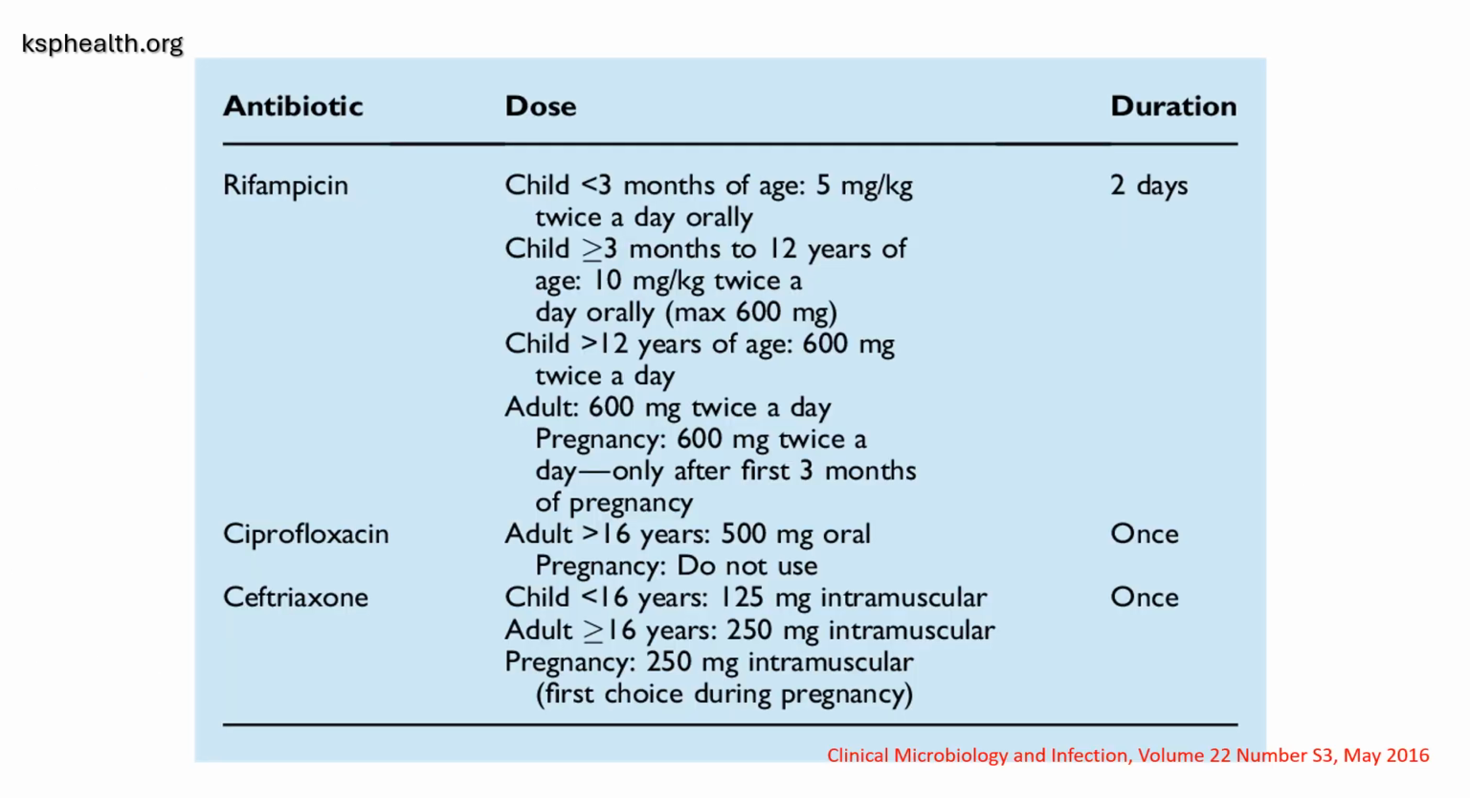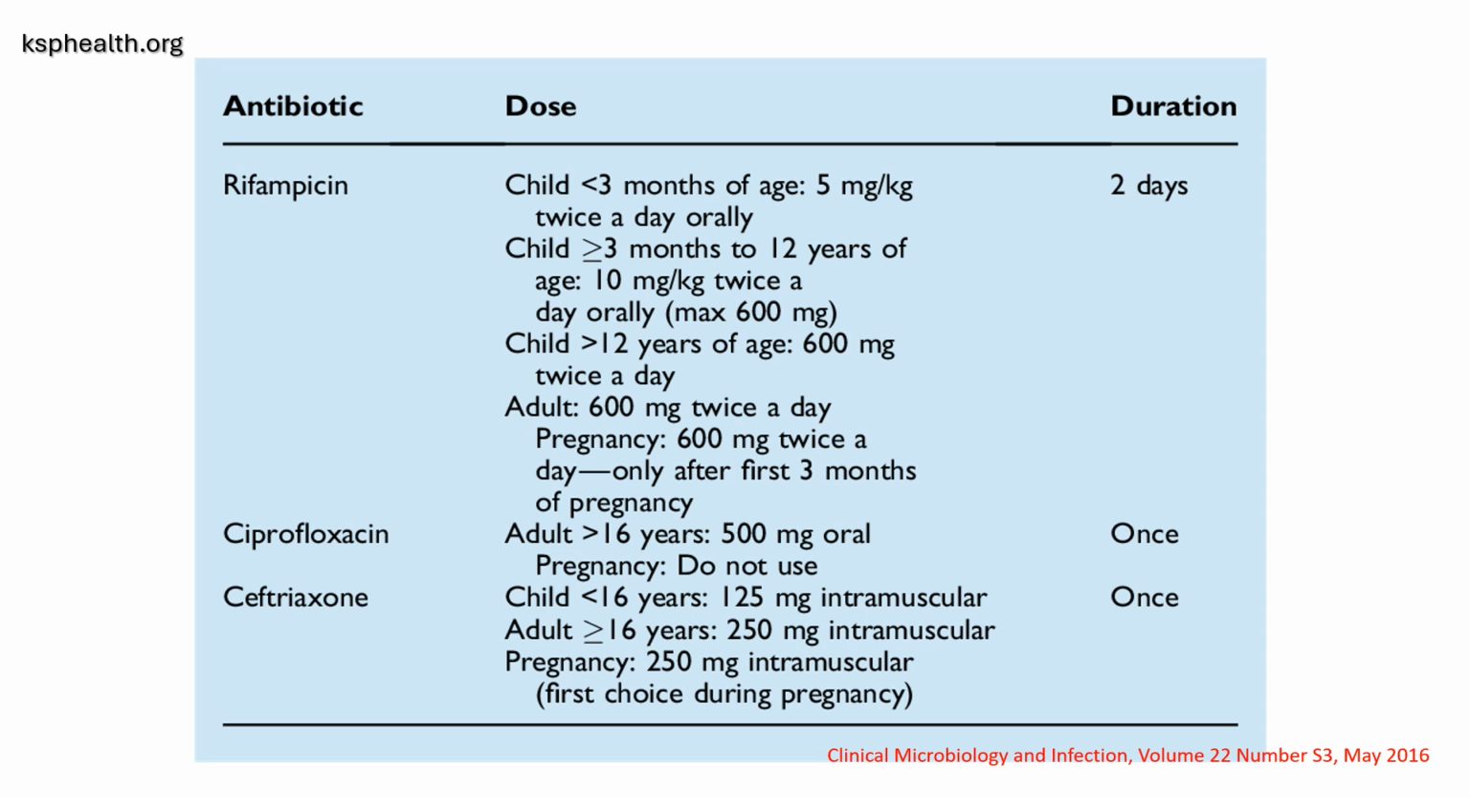The dosage for rifampicin, ciprofloxacin, ceftriaxone are as follows. In children less than 3 months, 5 mg per kg twice a day for 2 days. Children more than 3 months, up to 12 years, 10 mg per kilo twice a day, max of 600 mg for 2 days. Children more than 12 years, 600 mg twice a day. Adult, 600 mg twice a day. Pregnant women, 600 mg twice a day, only after the first trimester. And ciprofloxacin, adult and more than 16 years, 500 mg oral, 1 dose.